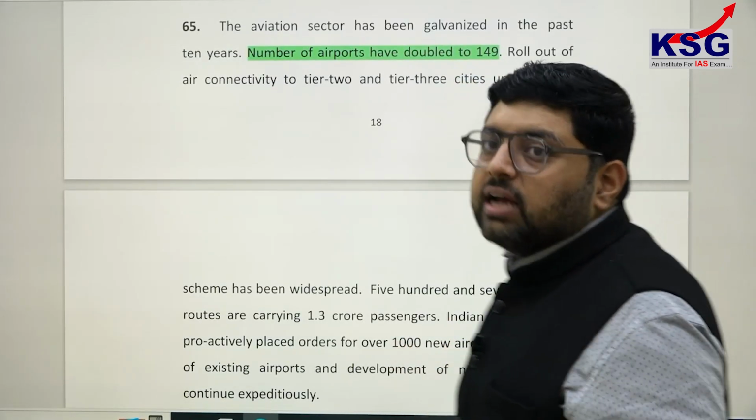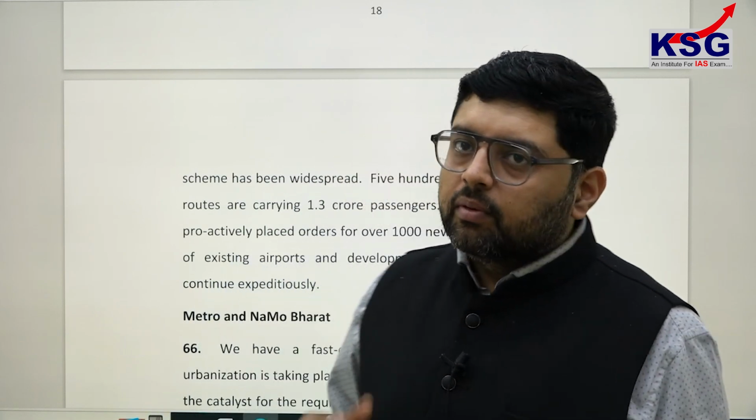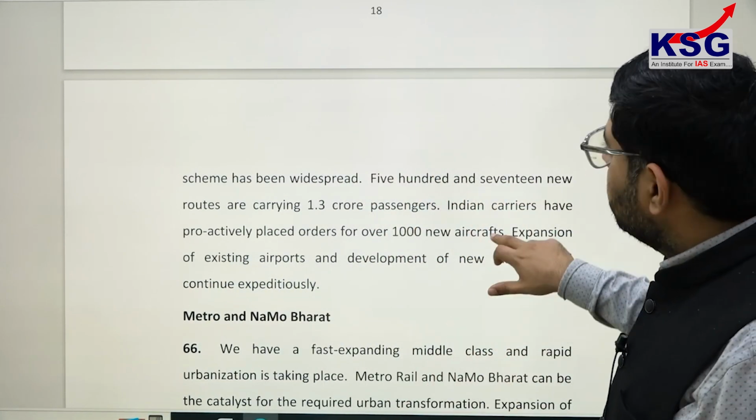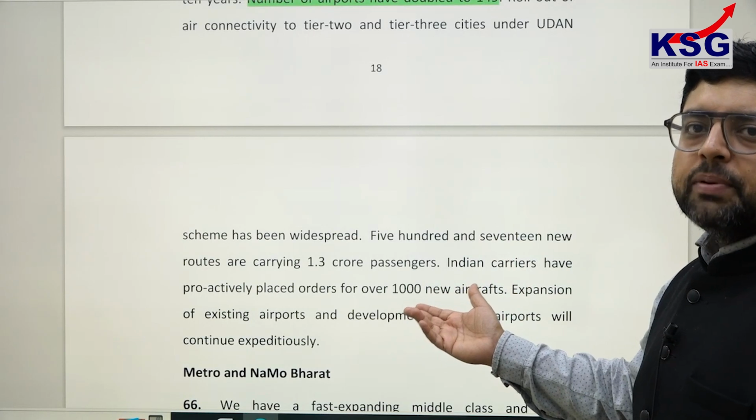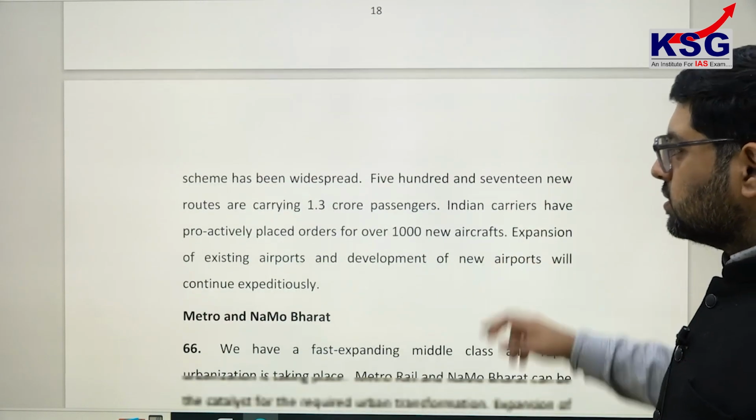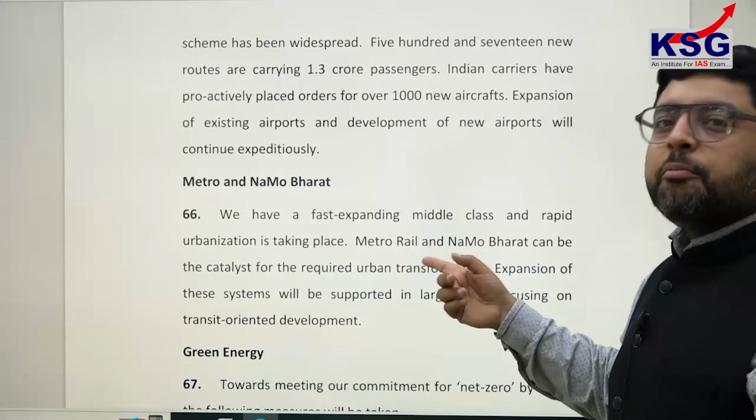Now your task: you can tell me in the comment section where those 35 international airports are located. UPSC can ask such questions, for example in which state the maximum international airports are there. So please tell me in the comment section. Ultimately Udan has resulted in more air passengers, around 1.3 crore. Again a good number, and this number is going to increase in the future. Clear?